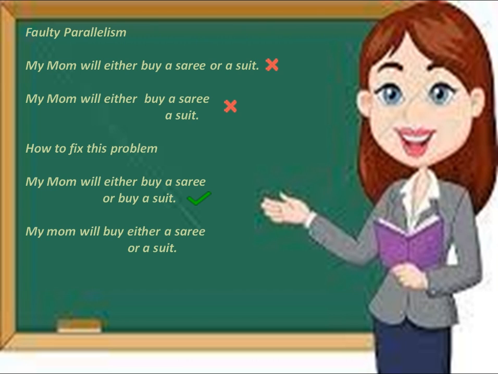The real challenge is seeing the faulty parallelism problem. So it is quite often found that children make mistakes when they use the correlative conjunctions, and they make faulty parallelism problems. So avoid doing that.